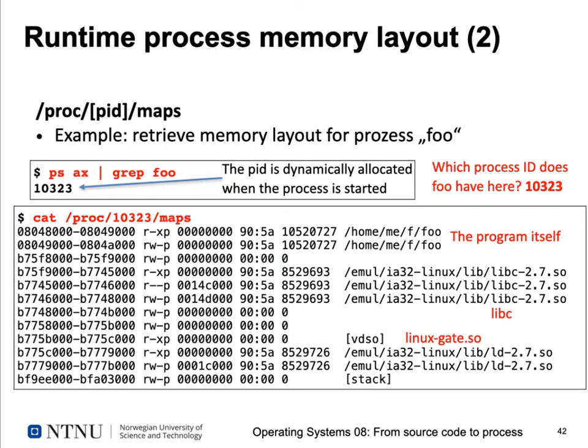So in order to do this, you first need to retrieve the process ID of a running process. Let's say we have a process foo that's running in the background. So we can use our process status tool, ps, giving it the option so all information is printed, and we grep for foo. And then we find a process ID 10,323, for example. Since this is dynamically allocated when the process is started, you will probably get a different number when you try it. So what we need to know is the process we want to look at, foo, has the PID of 10,323.